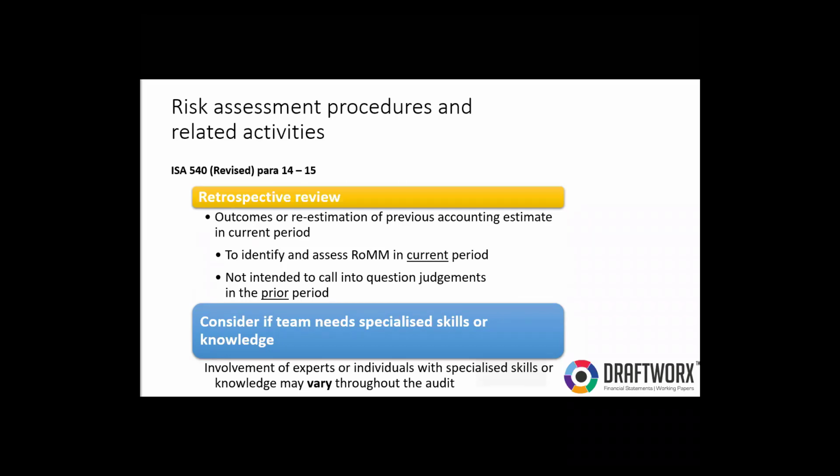So what you're doing is you're having a look, as part of planning and as part of your risk assessment procedures, retrospectively at, okay, last year there were accounting estimates. Now we can see what the actuals were in the current period. How does that tie up with the estimates that were included in the financial statements in the prior year?